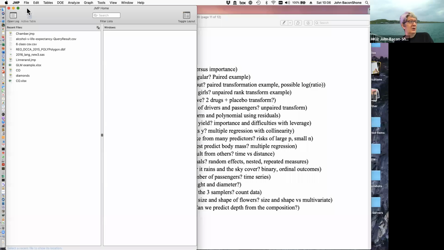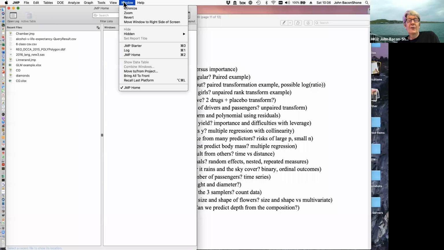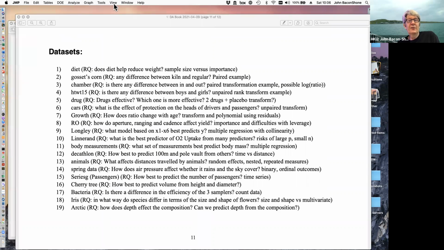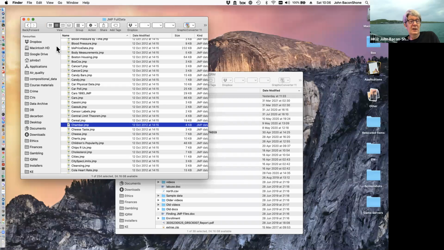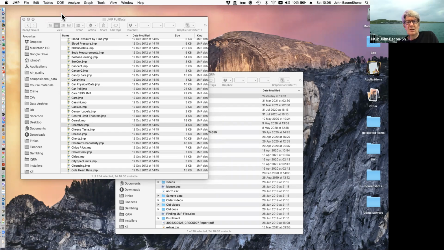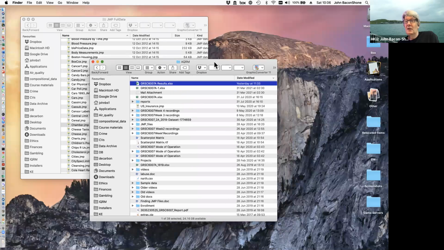So I'm still losing my window off the screen. Let's see, can I force it back onto the screen again? Let's see whether I can see it now. No, I still can't. It's lost my JMP window off the screen, so I'm going to have to come back to here.